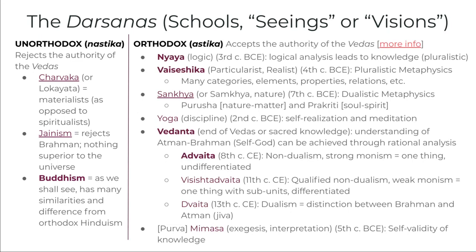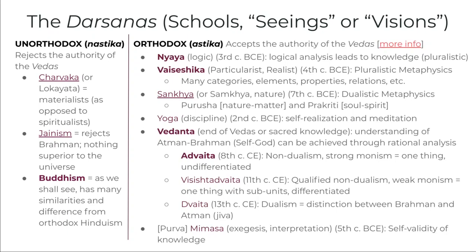And so this is just an overall view of the main schools or branches of Hinduism, and I want to note that they're classified into two separate categories. On the right, we have what are considered the orthodox or astika darsanas, and these are considered orthodox because they accept the authority of the Vedas. Right? So all of these schools on the right accept the authority of the Vedas in that they acknowledge them as sacred texts and then build their conceptions of metaphysics and epistemology off of those texts.